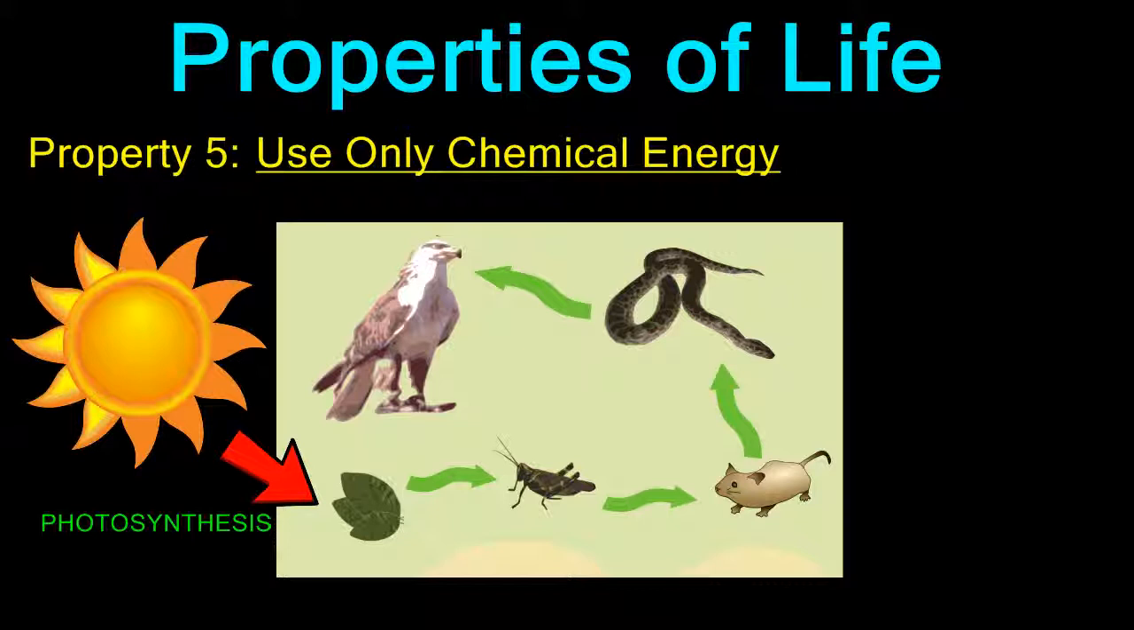When the snake eats the mouse, the chemical energy is transferred to the snake. And when the hawk eats the snake, the chemical energy is transferred to the body of the hawk. In this way, you can see that all organisms are dependent on chemical energy in order to survive. All of this energy originates from the sun.